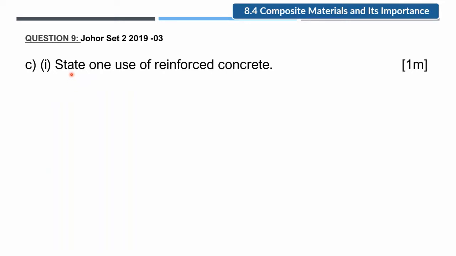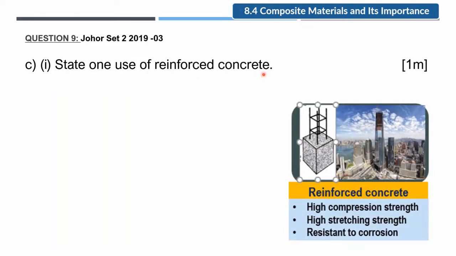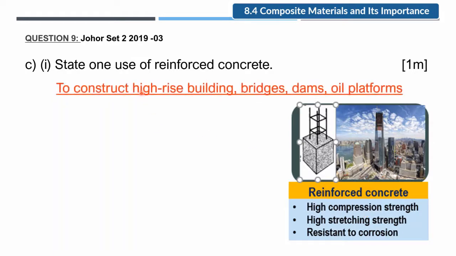Next question. State one use of reinforced concrete. 1 mark. Okay, recall the properties of reinforced concrete we have learned just now. High compression strength, high stretching strength. We can write the uses of reinforced concrete are to construct high-rise buildings, bridges, dams, oil platforms. Anyone.